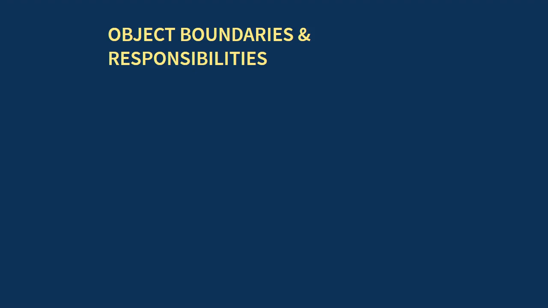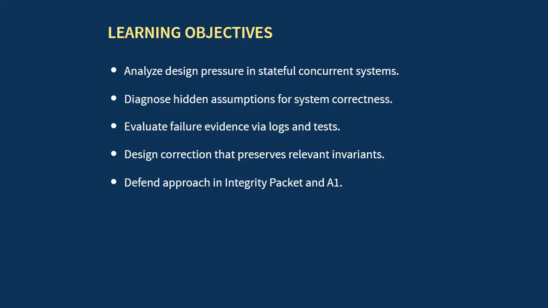Welcome to today's lecture on object boundaries and responsibilities. Today we'll explore how these concepts play a crucial role in the design and integrity of concurrent systems. By the end of this lecture, you should analyze pressures in stateful concurrent systems and diagnose hidden assumptions that could lead to failures. How can we connect what we learned today to our assignments?